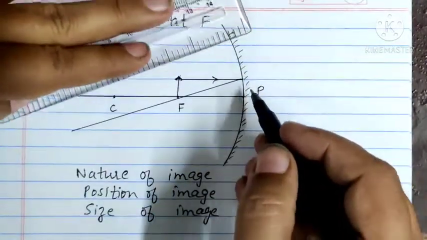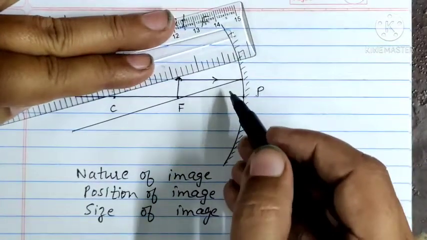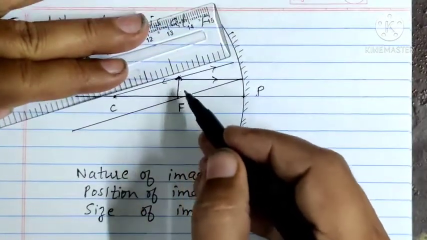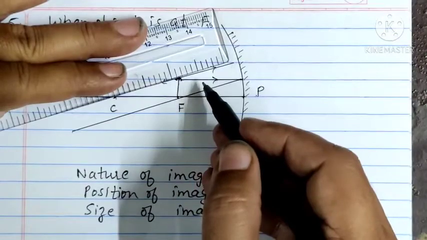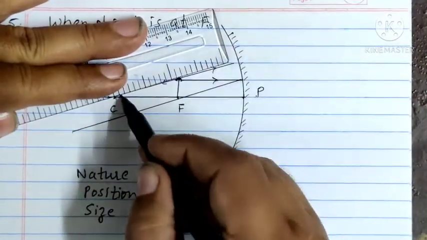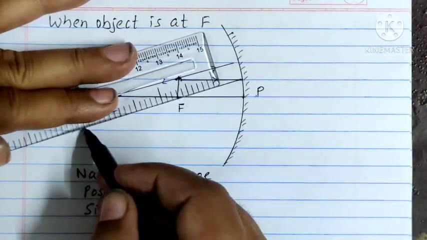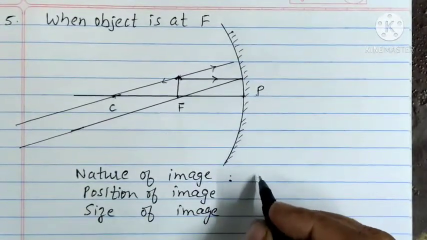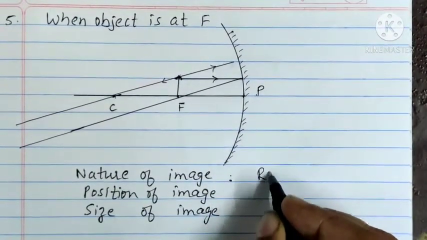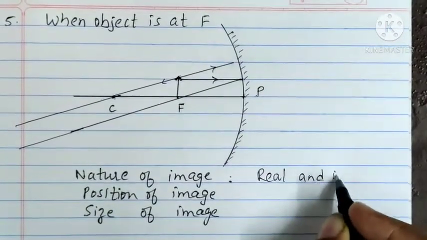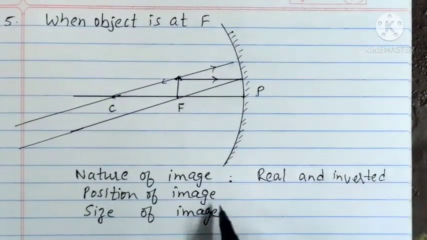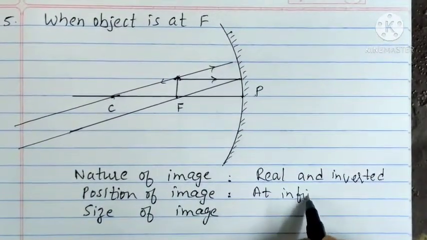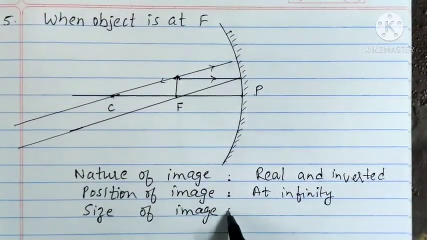And the second rule, the ray of light which is emerging from the center of curvature, after reflection will move back along the same path through the center of curvature. We will extend this line. Here in this case the image will be formed and the nature of the image will be real and inverted. The position of the image will be somewhere at infinity. And the size of the image will be highly magnified.